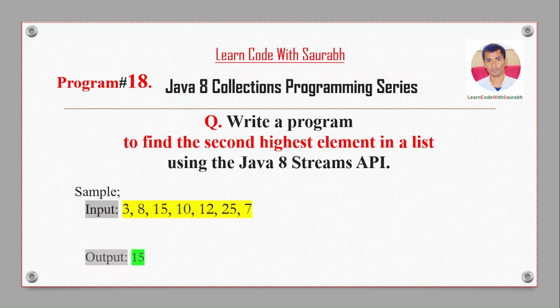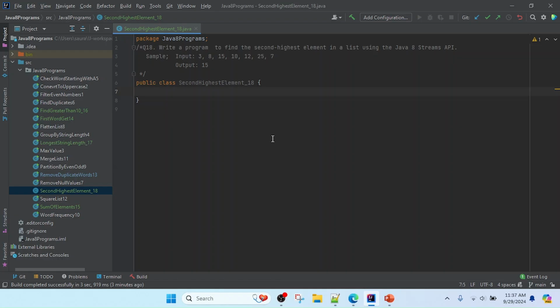And we will get the output. So you can see that the maximum highest element is 25, but if you see the second highest, it's 15, so we will get the result 15. I opened IntelliJ and created a class SecondHighestElement.